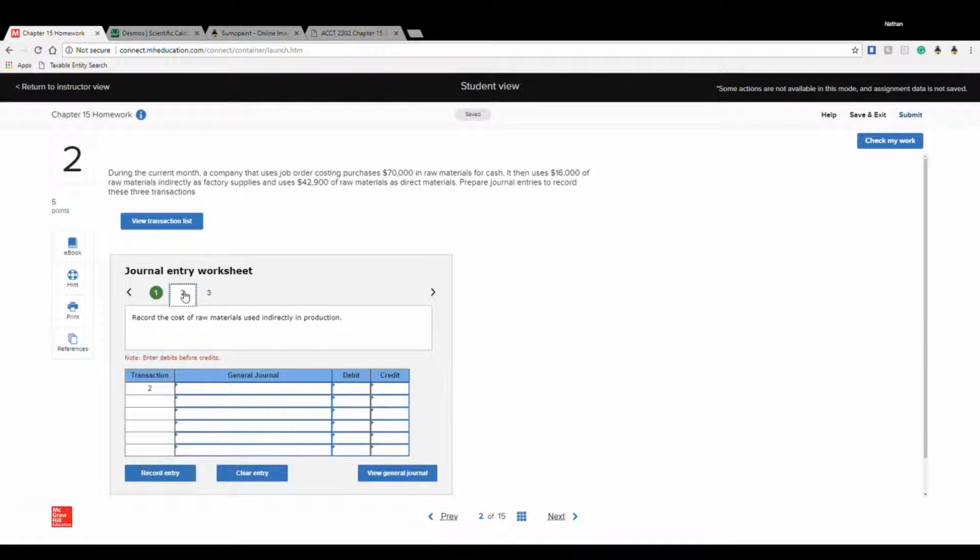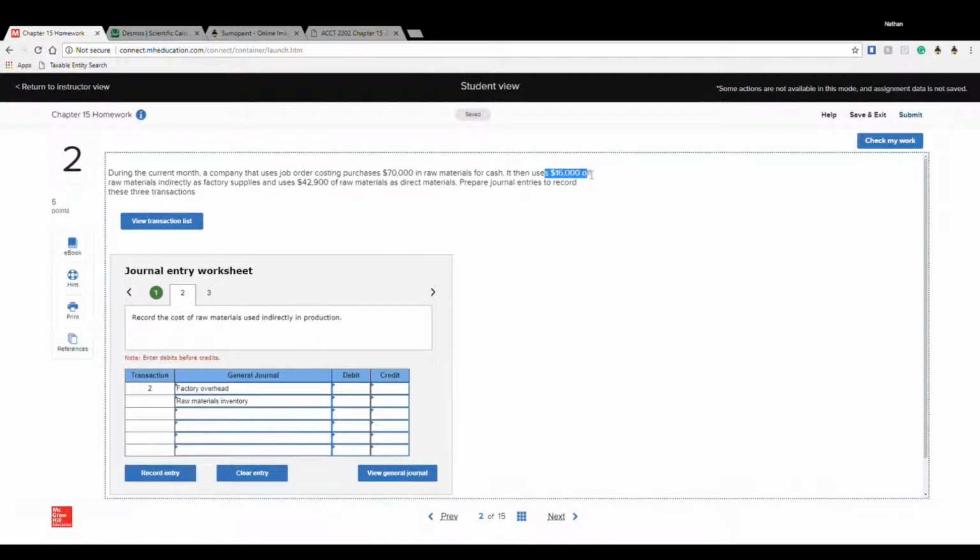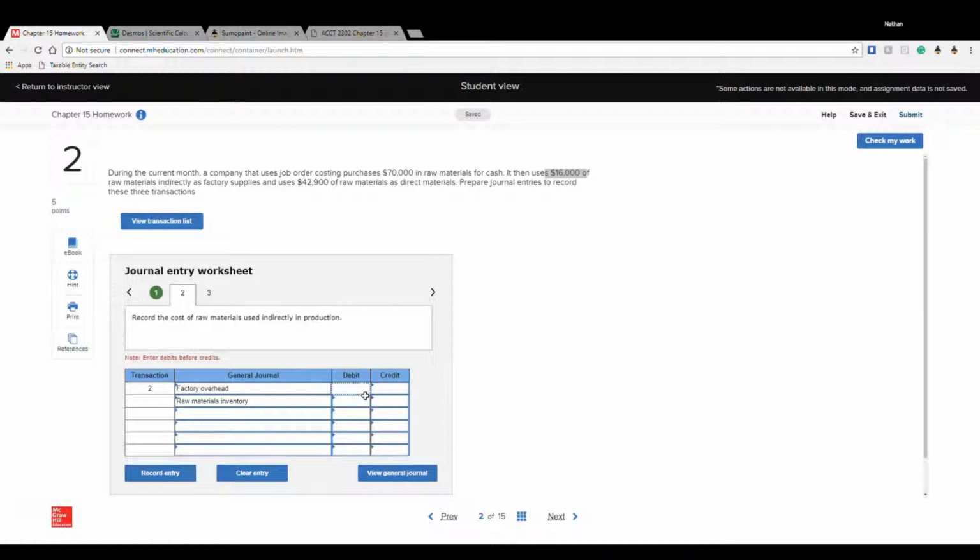It's just knowing which account is used. Like this, the key word, indirectly. Anytime we see indirectly, that's immediately factory overhead. So that's going to be factory overhead. That's our overhead. And since it was raw materials, it has to come out of there because it's being used. So we have raw materials inventory. Let's see how much cost it was up here. It said it was 16,000. So 16, 1, 2, 3. Oh, added an extra 0. So 16,000. Awesome.